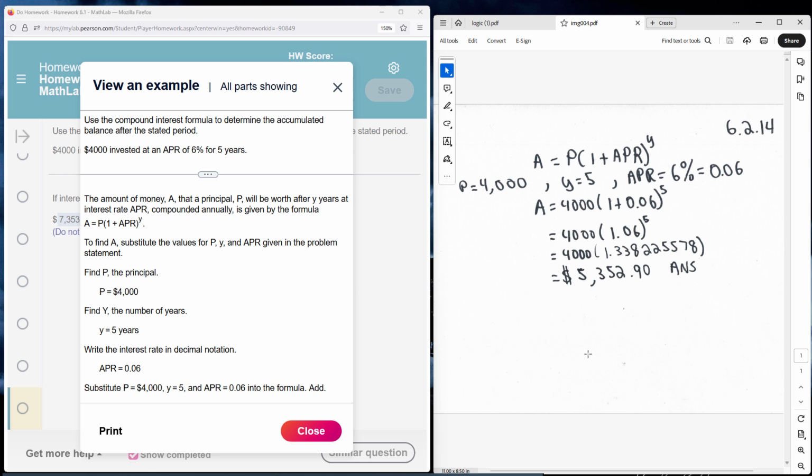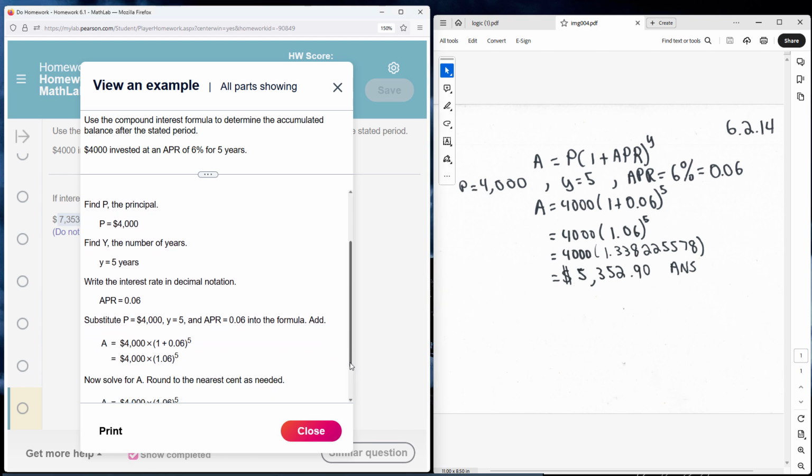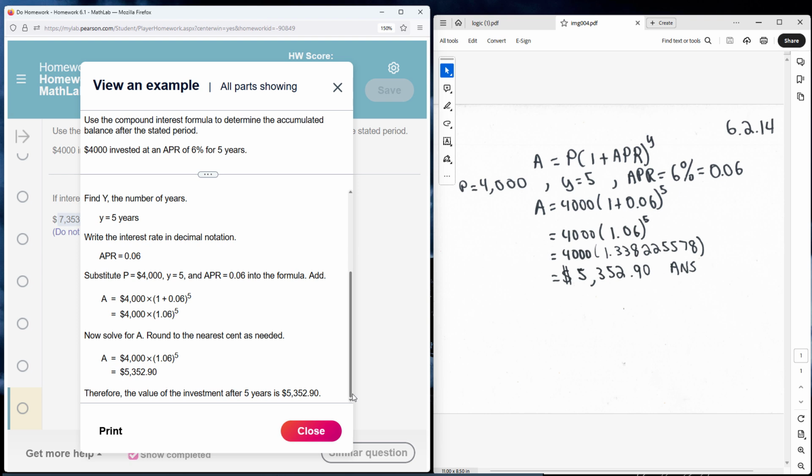In this case, $5,352.90. And that is our final answer for this problem.